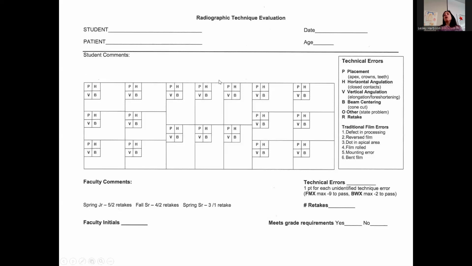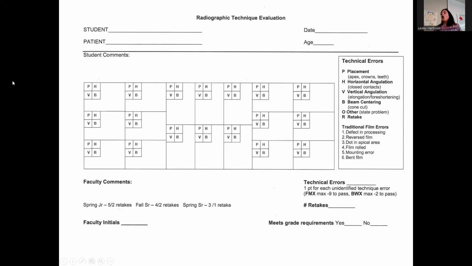And then for beam centering error, you do your X, and then you just shade where you move your beam. And remember, you always, always, always go in the direction of the error for beam centering. So if there's a beam centering error on the bottom, you move your BID down. If it's on the anterior portion, you move it anterior. You always move in the direction of the error.